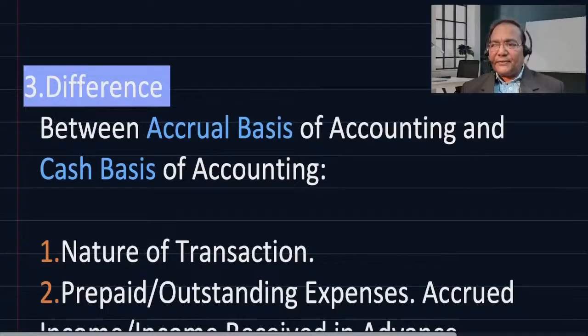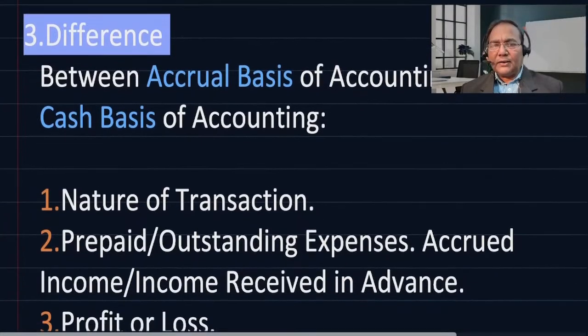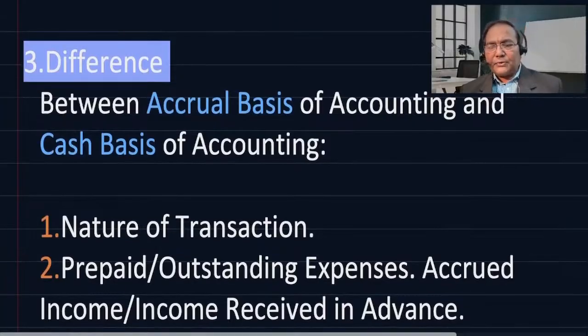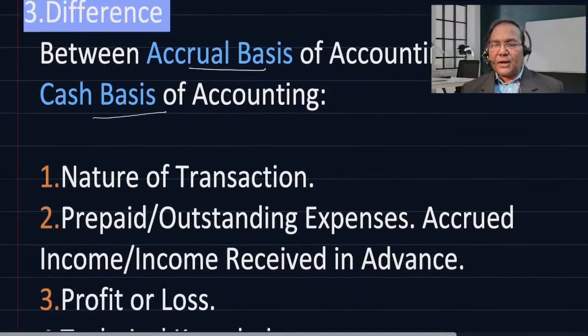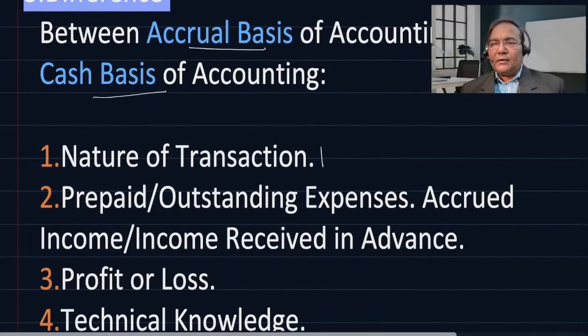Now there are certain differences. Though by and large we have covered all the differences, let's pay attention to this quickly. Difference between accrual basis and cash basis of accounting. One is nature of transaction. Here we have seen in cash basis, cash transactions are largely there, whereas the enterprises which maintain accrual basis will have cash and credit both transactions, and both are taken into consideration. There will be prepaid and outstanding expenses, accrued income, income received in advance. Such scenario is not there in cash basis, but it is there in accrual basis.